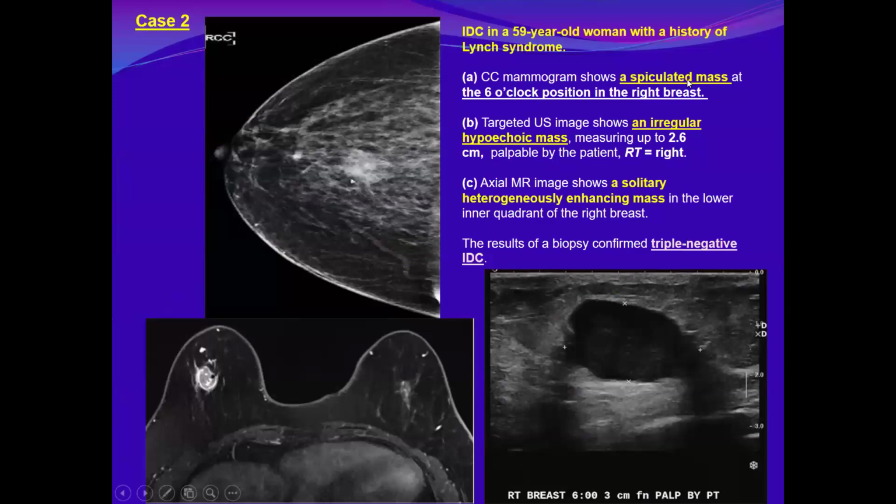Another patient here, a 59-year-old woman with a history of Lynch syndrome. On mammography, she had a spiculated mass at 6 o'clock in the right breast with corresponding ultrasound findings of an irregular, deeply hypoechoic mass measuring 2.6 centimeters. MRI demonstrates a heterogeneously enhancing mass, proven to be triple negative invasive ductal carcinoma.